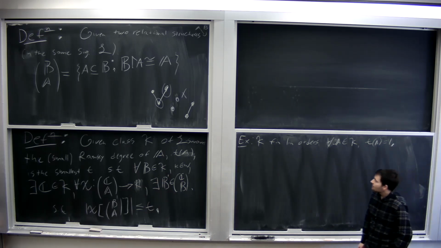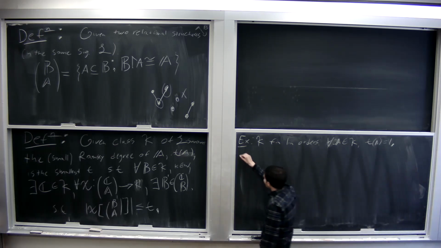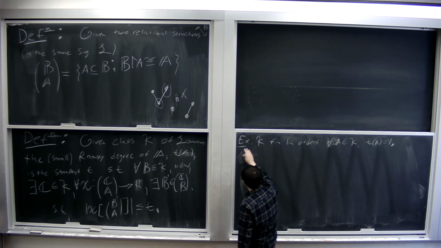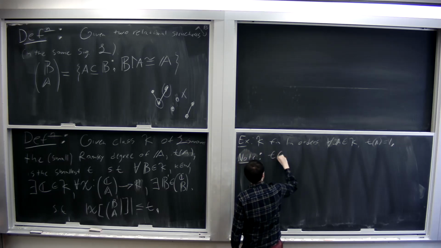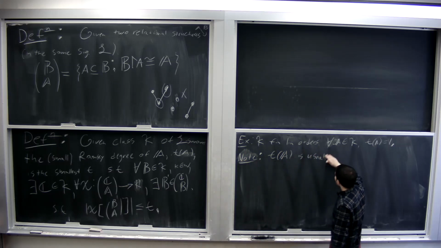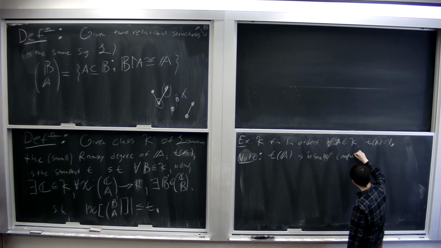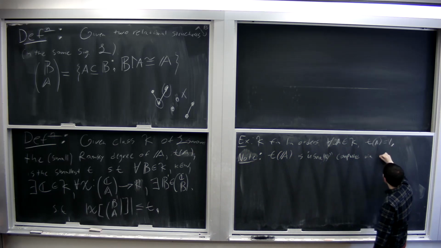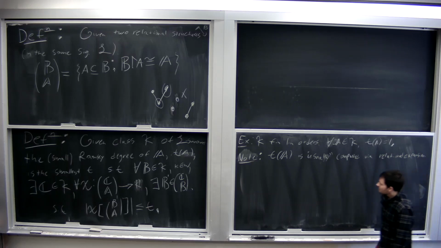So the main method that one uses to actually compute the Ramsey degree is relational expansions. So briefly, the T_A is usually computed, and I'm going to put this in quotes for a sec, this is a bit more than this usually.